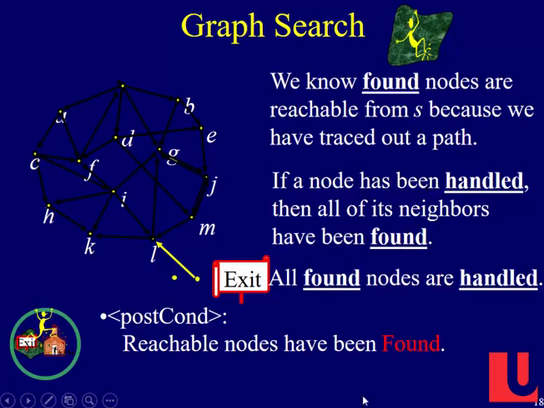All right, so now we want to prove that reachable nodes have all been found. So we do the contrapositive. Everybody knows A implies B means not B implies not A, right? So what does that give us? What's the contrapositive of this?